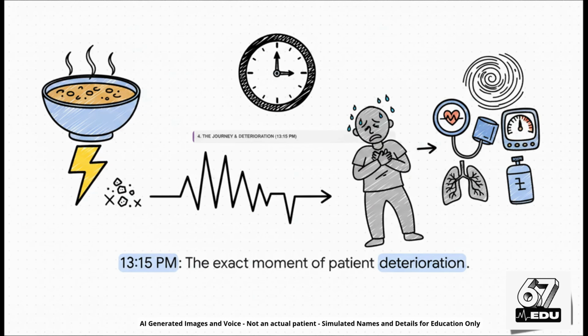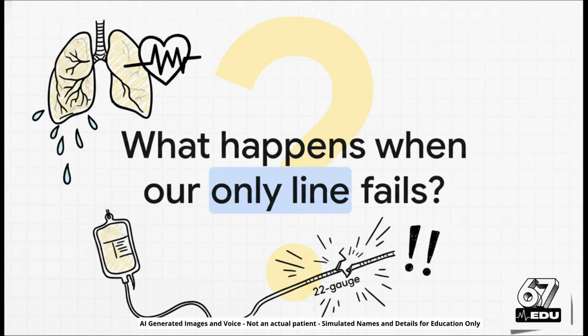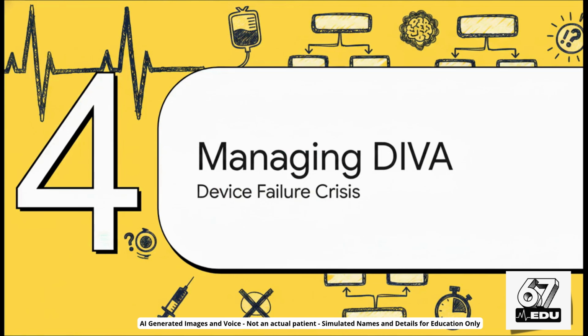Listen to how fast these vitals spiral. Her heart rate skyrockets to 155, her blood pressure spikes to 175 over 100, she's breathing 32 times a minute, and her SATs plummet to 86%, even with 4 liters of oxygen flowing. She is crashing hard. Severe pulmonary edema, rapid ventricular response, and she desperately needs immediate IV meds like aggressive diuresis and rate control. But I need you to pause right here and anticipate the absolute worst-case scenario. What are we going to do if our only line, that little 22 gauge we fought so hard for, suddenly fails? Which brings us to Section 4, managing the DIVA crisis.